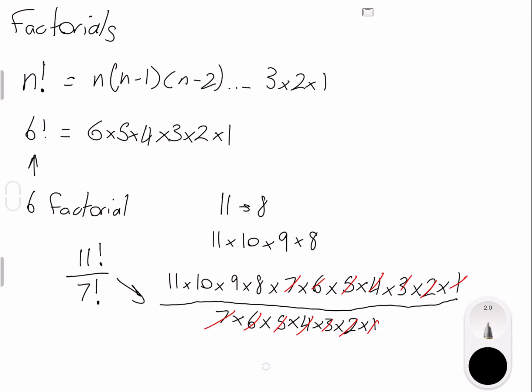And that's really factorials. If you want to have a bit of a think and sort of as an extension, plug into your calculator 0 factorial and see what you get.